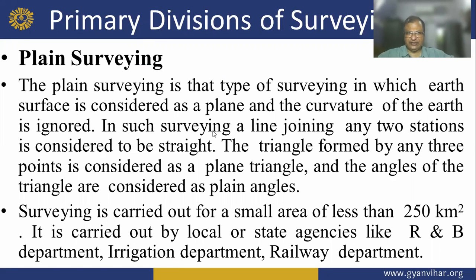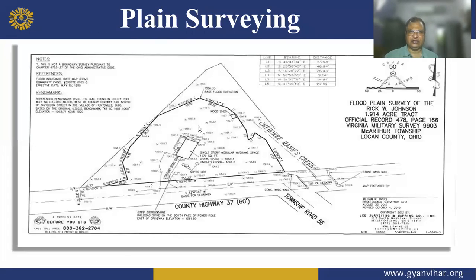So what is the definition of plane survey? Plane surveying is that type of surveying in which the earth's surface is considered as a plane and the curvature of the earth is ignored. In such surveying, a line joining any two stations is considered to be straight. The triangle formed by any three points is considered a plane triangle, and the angles of the triangle are considered plane angles. Surveying is carried out over a small area of less than 250 square kilometers. Why 250? I will explain in my next topic. This is plane surveying.